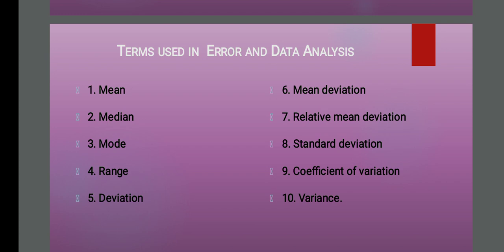Is it okay? So in today's class we can see mean, median, mode, range, deviation, then mean deviation and relative mean deviation. These 7 topics we are going to see for today's class. Is it clear? I'll repeat. And the remaining 3, standard deviation, coefficient of variation and variance, we can see in the next class. Okay ma? So I'll start with mean.